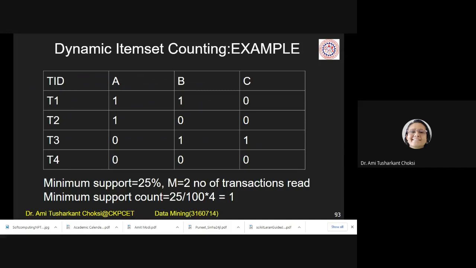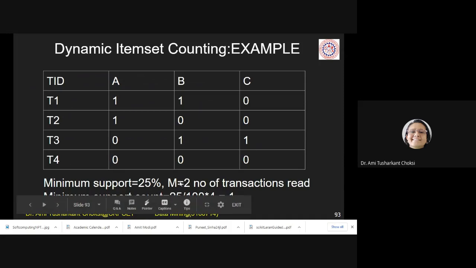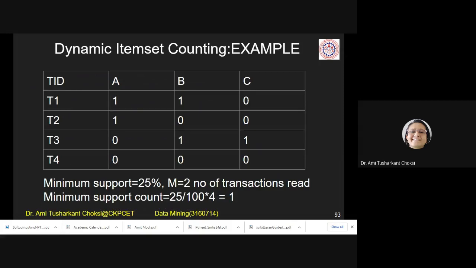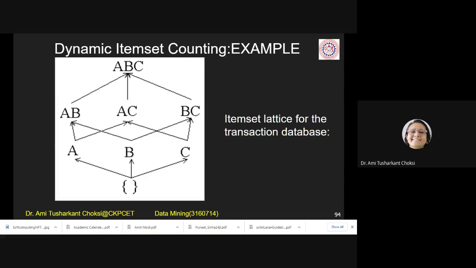So that way we can say that we are reading, say, M transactions, and we update the lattice. Okay. Now what is the minimum support? That is 25%. So what is the minimum support count? That is 25 divided by 100 multiplied by 4, the total number of transactions, and that is equal to 1. Fine. Understood? Proceed.